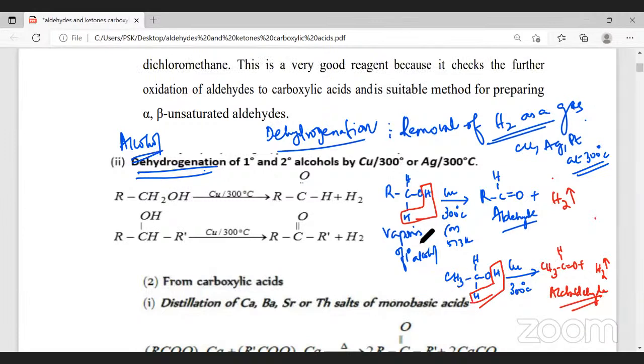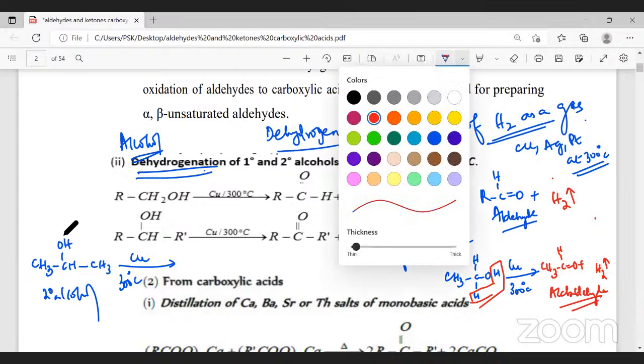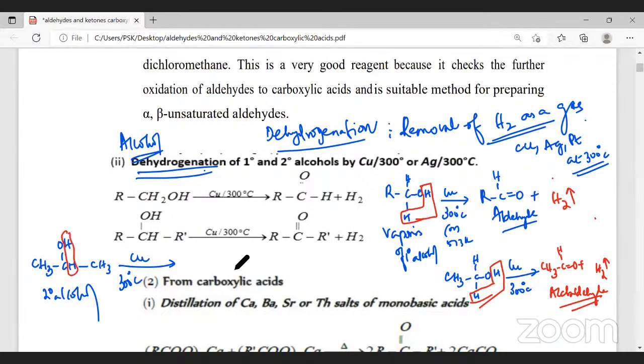Now, what will happen to secondary alcohol? What is the product formed? Same statements. If you pass vapors of a secondary alcohol, this carbon is bonded to other carbons, like 2-propanol, isopropanol, an example of secondary alcohol. When the secondary alcohol vapors are passed over heated copper at 300 degrees Celsius, this hydrogen and this hydrogen get eliminated as hydrogen gas. What is left is CH3, C, single bond O, and CH3. So actually what forms is a double bond between carbon and oxygen. This is nothing but a ketone.